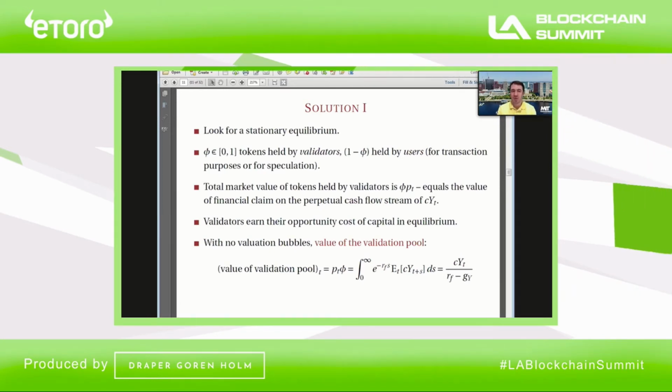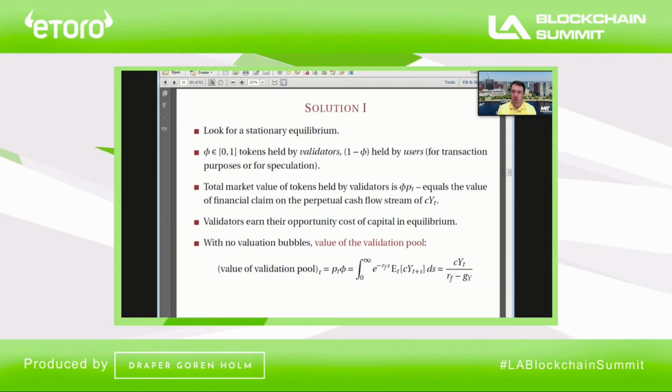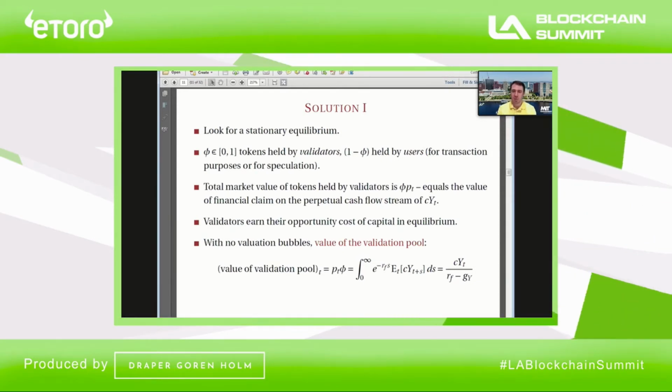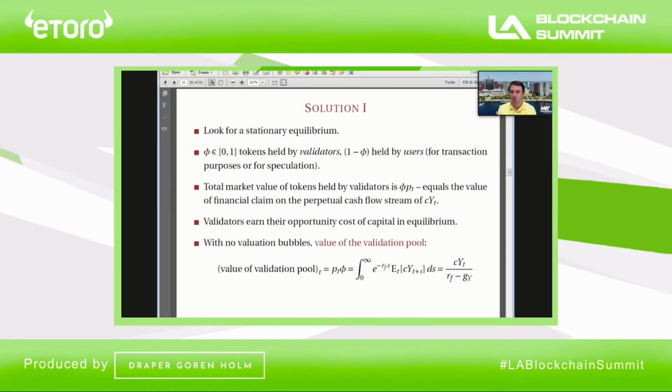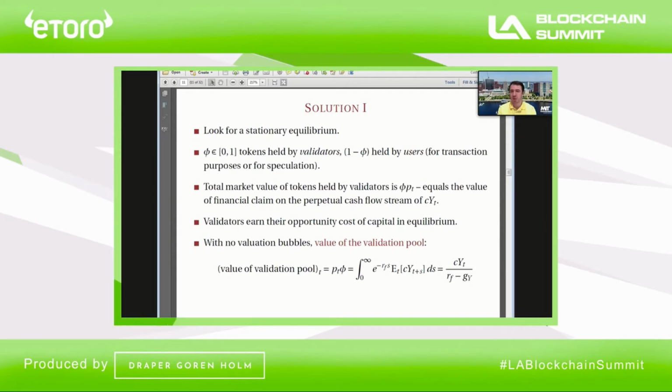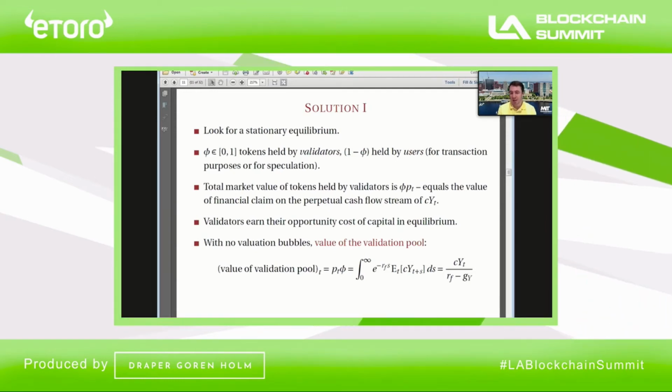Now, in equilibrium, validators have to earn their opportunity cost. The rate of return that they're earning here has to be consistent with the rate of return on an investment with the same risk profile in the financial markets. Our risk-neutral pricing measure, the Q measure, takes that into account.